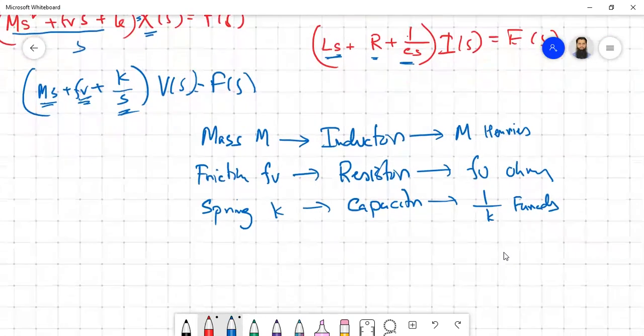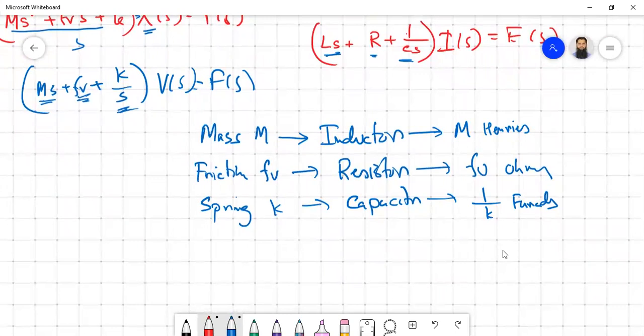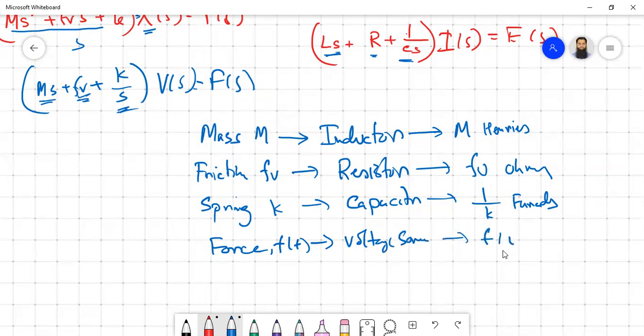Okay, similarly, what about the force? The force f(t) can be represented by a voltage source, which will be f(t). And then your current, that is velocity v(t), can be represented by mesh current or loop current.